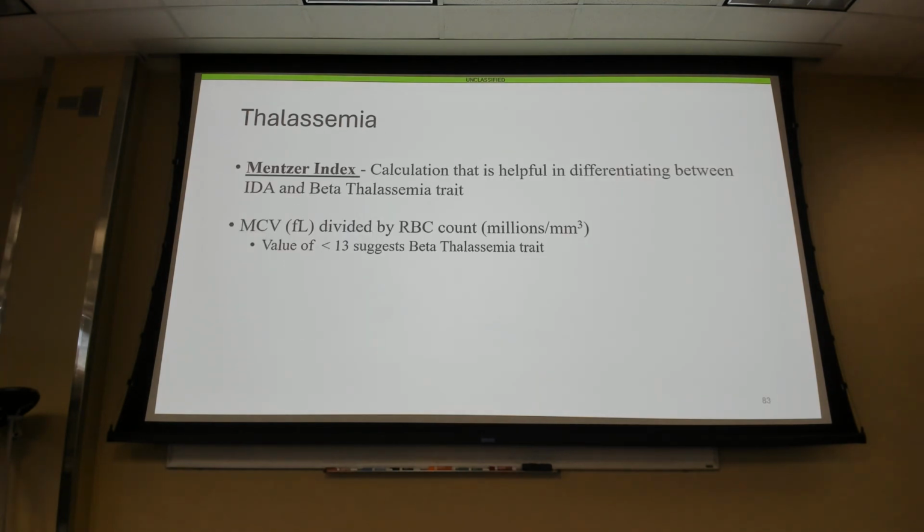Mentzer index, oh man, all right. Calculation, differentiate. Okay, so the key to this is this calculation here. All right. So MCV divided by your RBCs. If it's less than 13, you're dealing with beta thal. If it's not less than 13, if it's greater, it's iron deficiency anemia. So if you're kind of looking at your studies and you're trying to say, is it this or is it that? This can sort of be the tiebreaker for you and help you to differentiate. Another index, it exists. I've never used it in my entire life, but it exists.